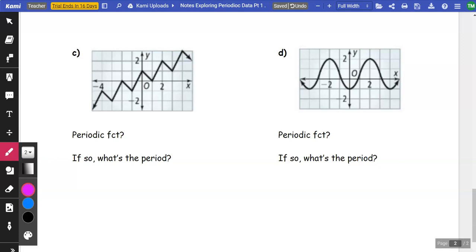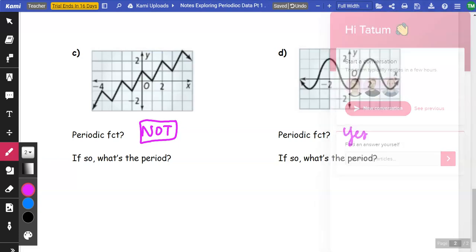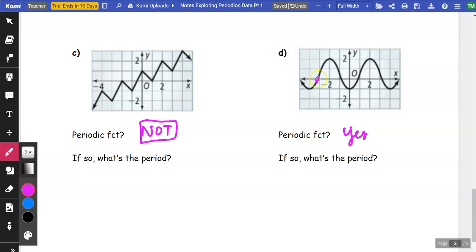So for part C, this is not a periodic function. So we don't have a period to find. For part D, this is a periodic function. And we know that because we see this cycle emerge and repeat itself over again. So if so, what's the period? The period is, let's see, we have x values of -3 all the way to 1. So 1 minus -3 is equal to 4. And we have a period of 4.